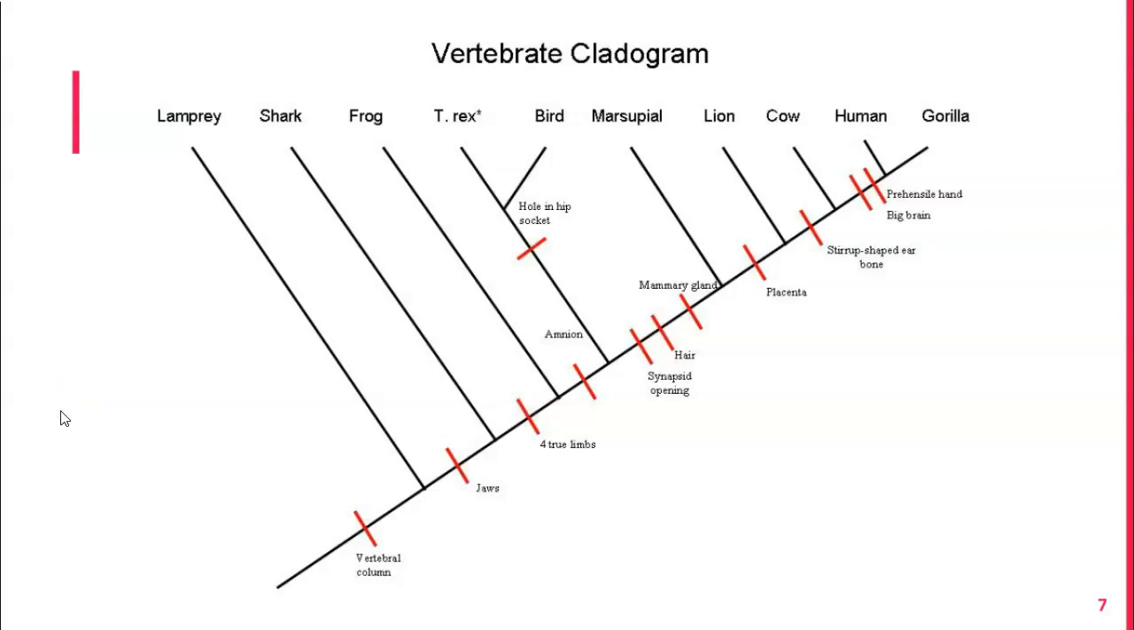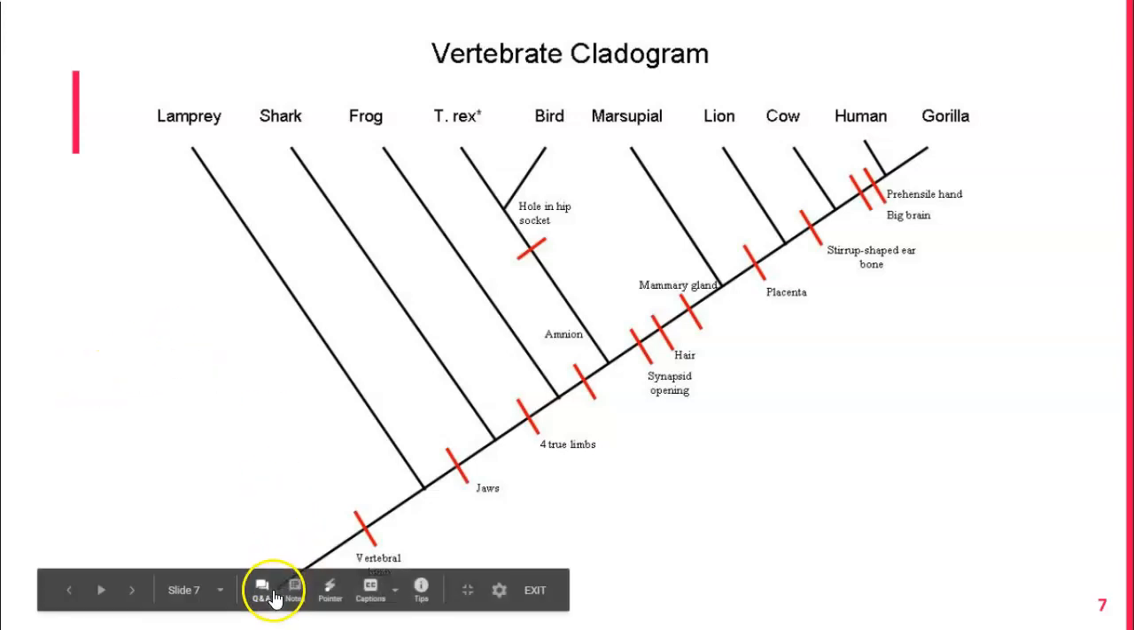And then this is just an example. This is like a real vertebrate cladogram. You would start down at the bottom here. These would be your oldest organisms. And this is the first derived characteristic that all the organisms beyond this point in time would have. That means that every single organism to the right of this red line has a vertebral column.